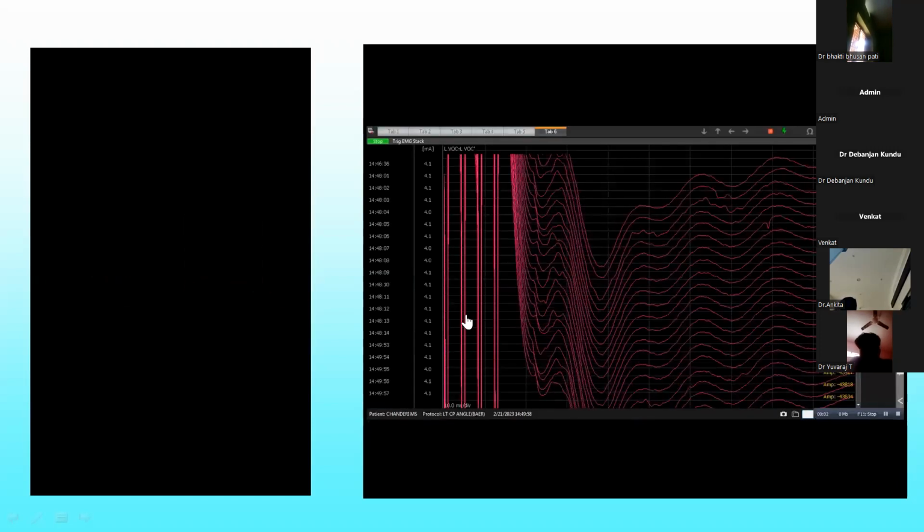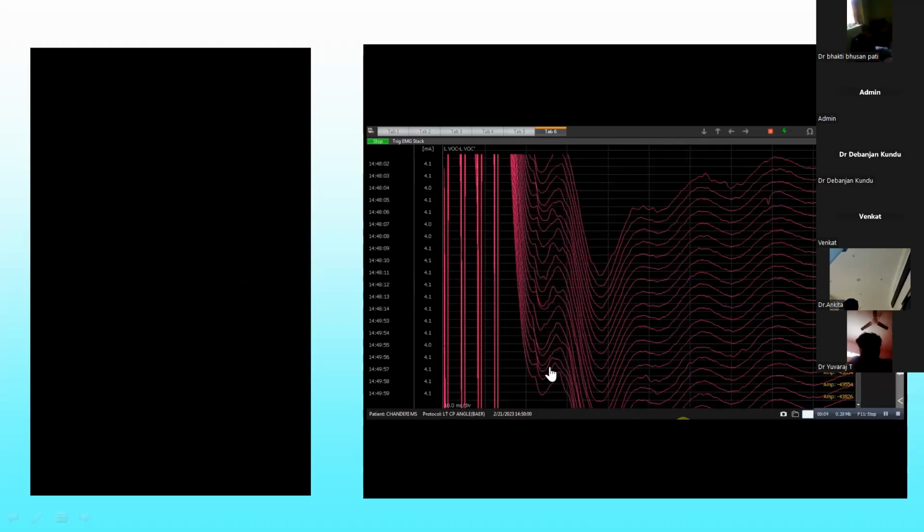This is a simple laryngeal adductor reflex, a single response. When we stimulate contralateral to the side of surgery, we record the response ipsilateral to the side of surgery. This is a single value of the response, and here we can show multiple responses. This is a stack response, which we can see.